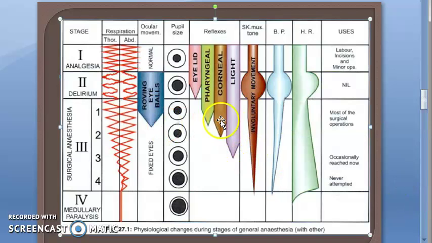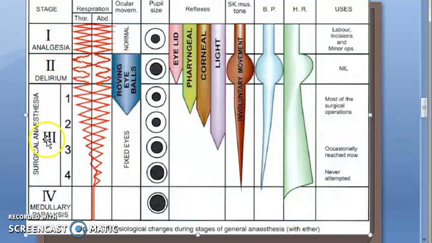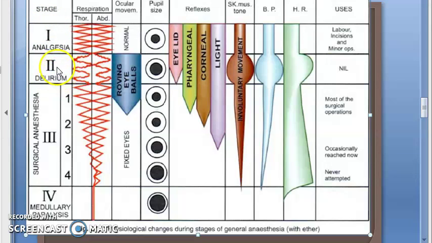Move on. So these are the stages of anesthesia. You should know these stages. See here, stage 1, stage 2, stage 3, stage 4. Stage 1 is analgesia. So the person will lose the pain sensation. Then you have stage 2, that is delirium. It is the stage of excitement actually.